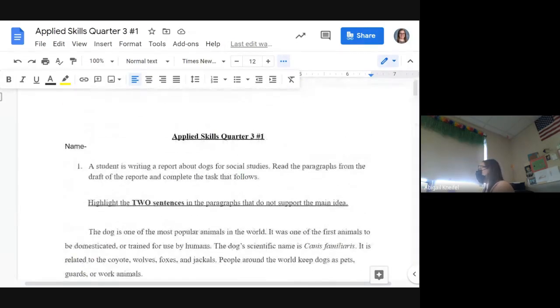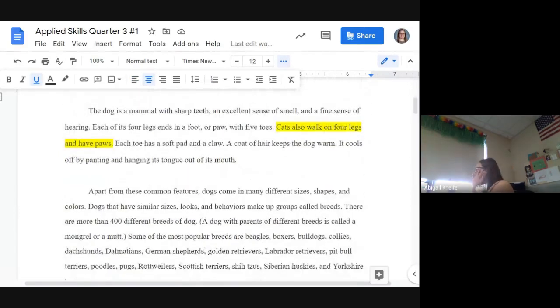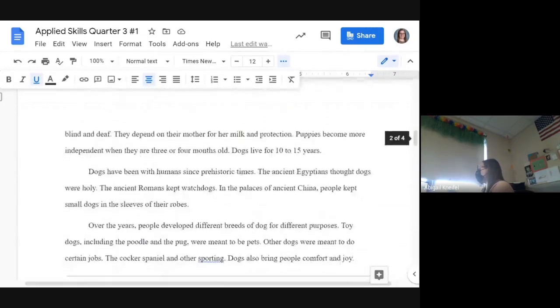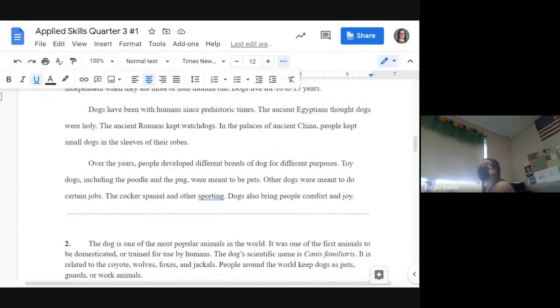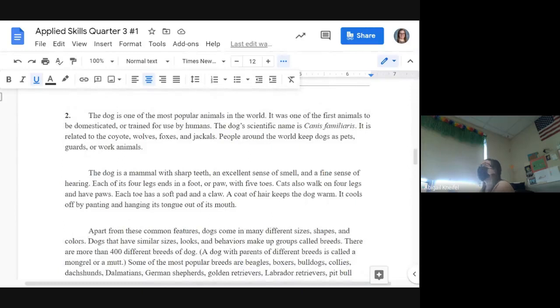Literally, from the directions, it said a student is writing a report about dogs. So the two sentences we highlighted were about cats. I agree with both of those. Those are the two sentences that do not go along because they are about cats. So that is good to go. If you highlighted both of those tomorrow, you would get that correct.